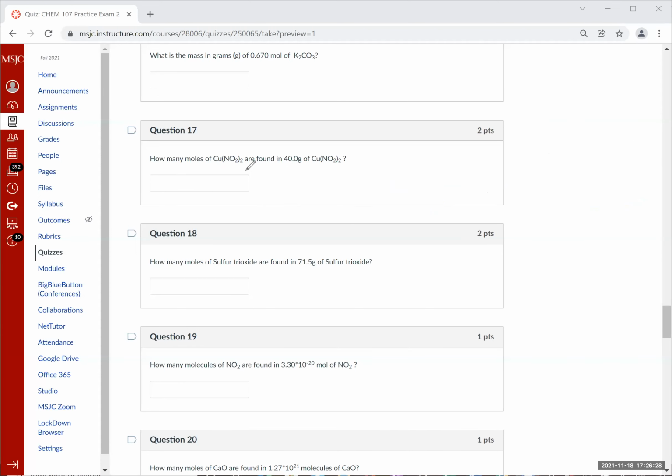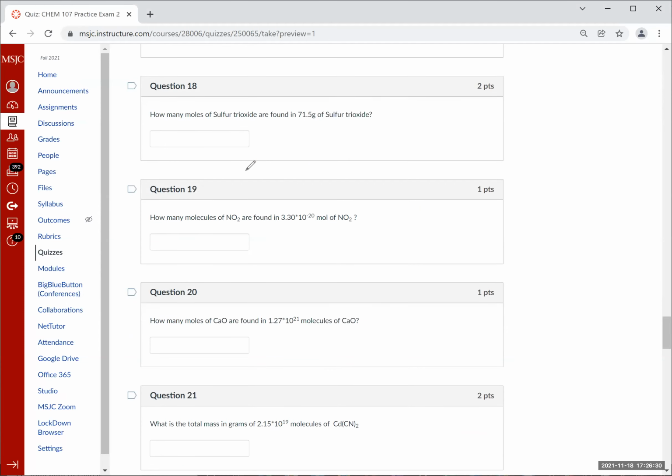So let's look at this next problem. In this case, we're asked how many moles of sulfur trioxide are found in 71.5 grams. Sulfur trioxide is SO3, which has a mass of 32 plus 16 times 3. I believe it has a mass of 80 grams per mole, if I'm not mistaken. Yes, it is 80 grams per mole.